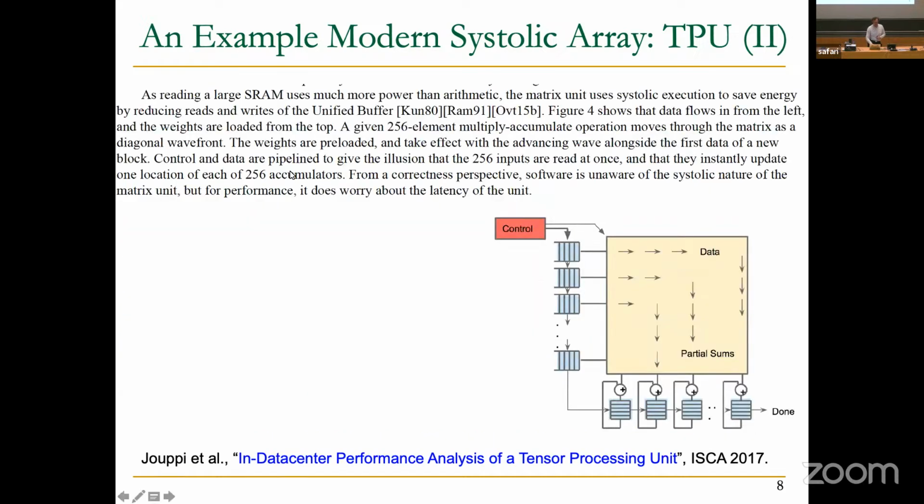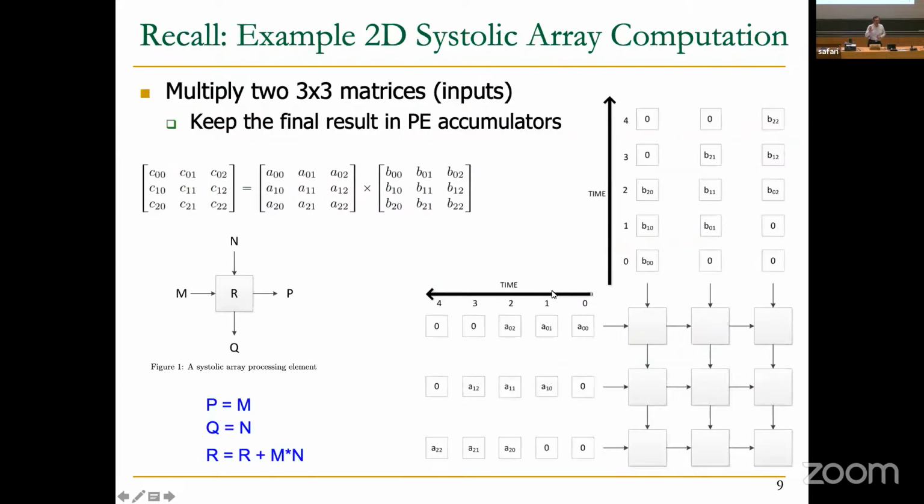Again, I won't go into the details, but you can see how they do it. It's transparent to the software, so they basically translate a multiply and accumulate operation, a large one, a matrix multiplication essentially, to the systolic computation using a lot of support in the system. So this is the systolic computation unit. And this is actually somewhat similar to what we have discussed.